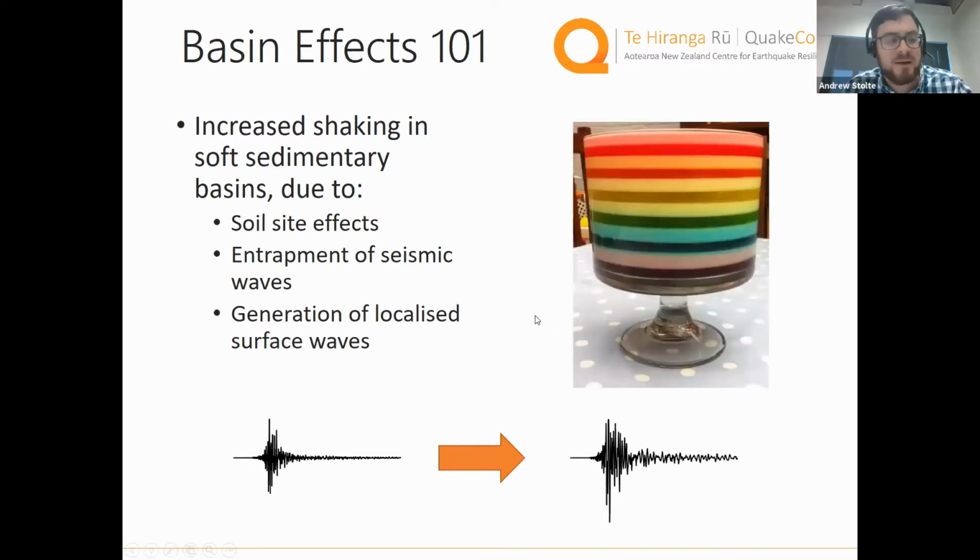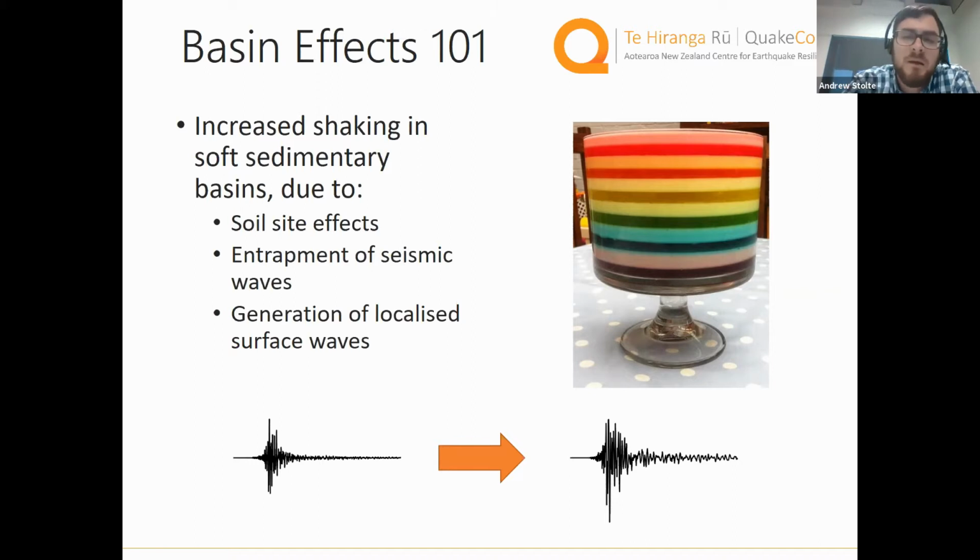But perhaps an easier way to think about it is to think about a jelly bowl. So if we have this bowl that we fill up with our Nan's dessert, you see we have multiple layers, could be different soils. And if we were to shake the bottom of this bowl with our hand, we would see that the shaking is amplified at the top of the bowl. The jelly is going to keep sloshing back and forth within. Furthermore, if we just stop the shaking, the jelly will actually continue to vibrate for some time after we stop the shaking.